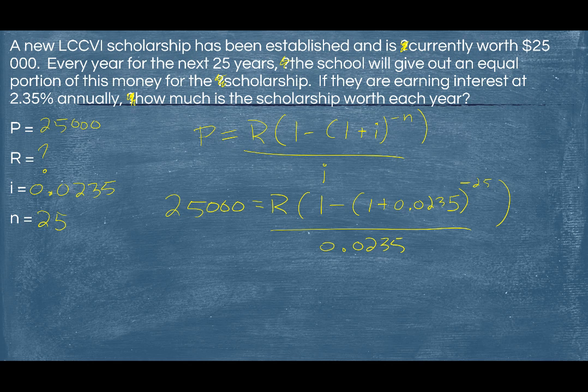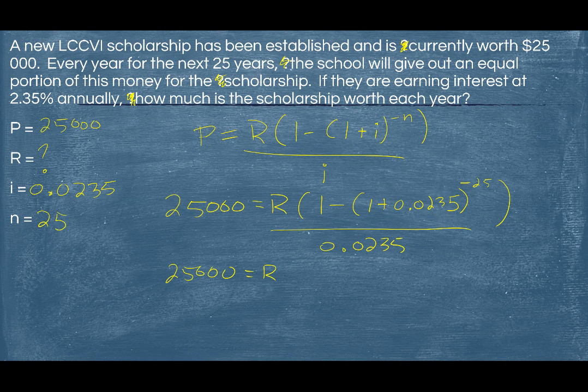So I'm going to do that bracket first, 1 plus 0.0235, hit equals, and it's 1.0235, of course, to the power of negative 25. And that gives me, I'm just going to tell you, 0.559 and some other stuff. So that's what this whole chunk here gave me. Now I have to go 1 minus that. And I'll just show you what I have.